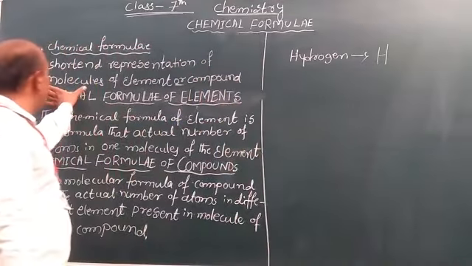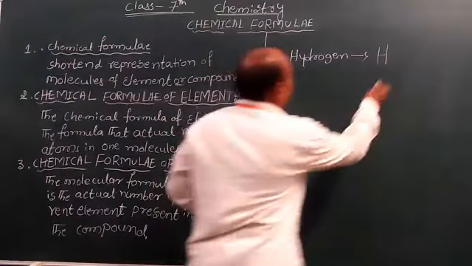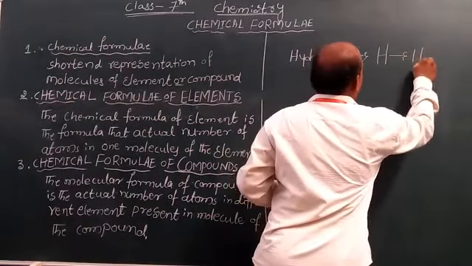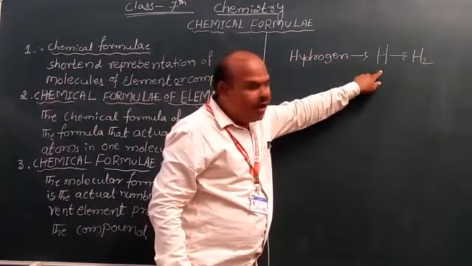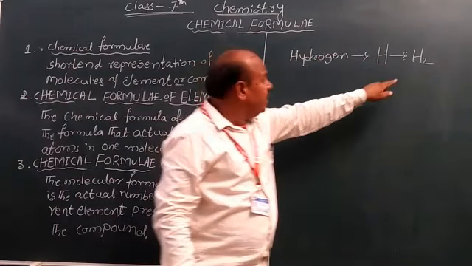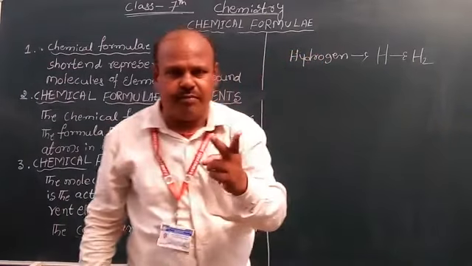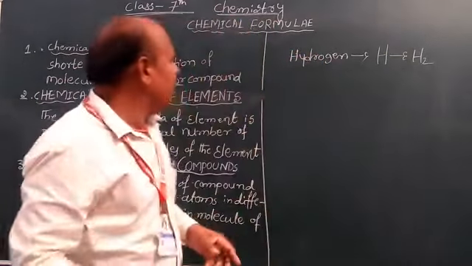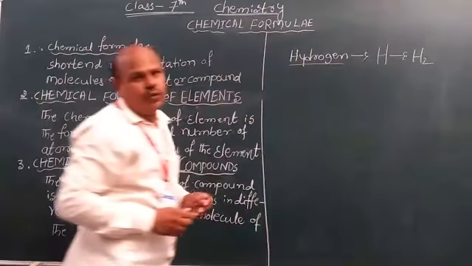Here they use the molecules of an element. Molecules means here that is H2. H is the symbol of hydrogen and H2 is the formula of hydrogen, because one molecule of hydrogen contains two atoms. Therefore, the formula of hydrogen is H2.